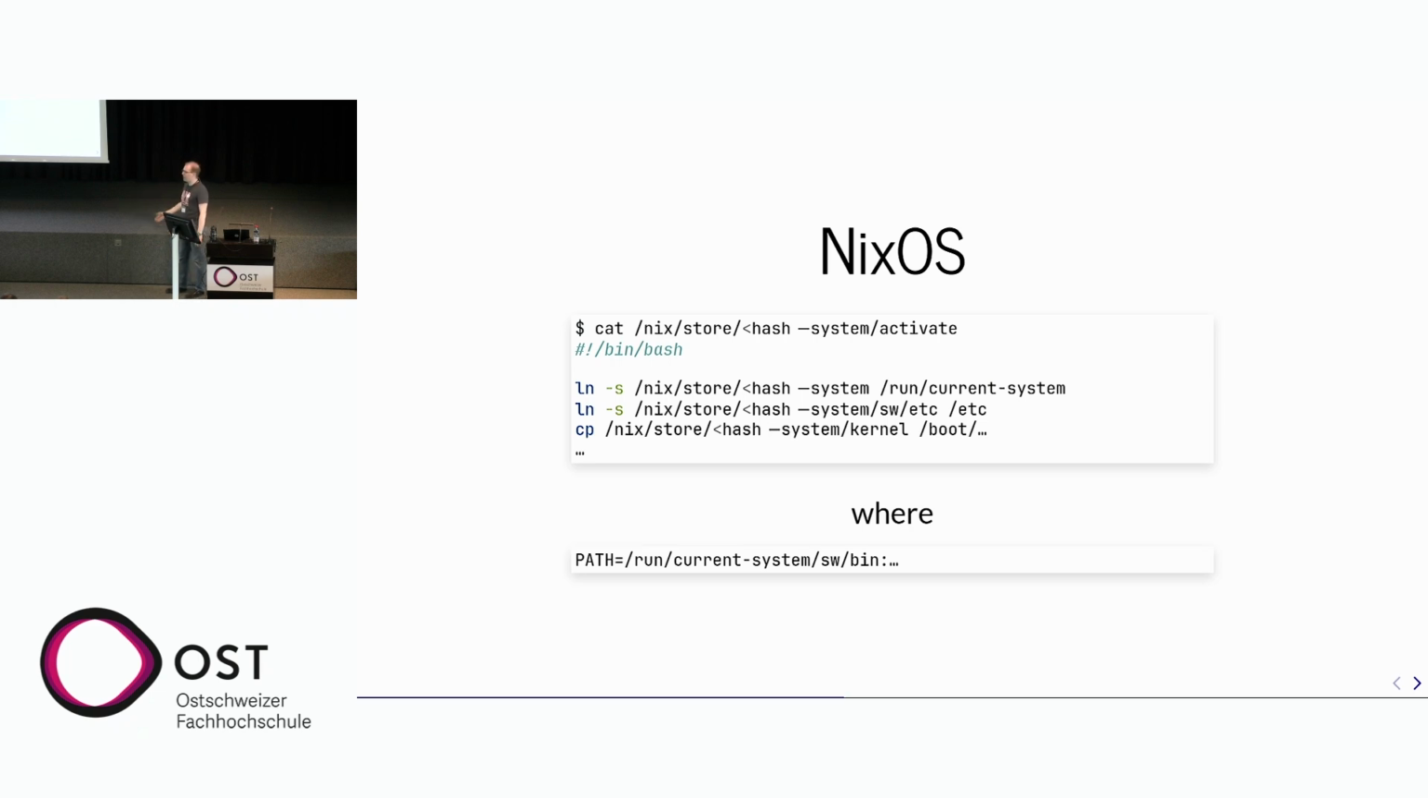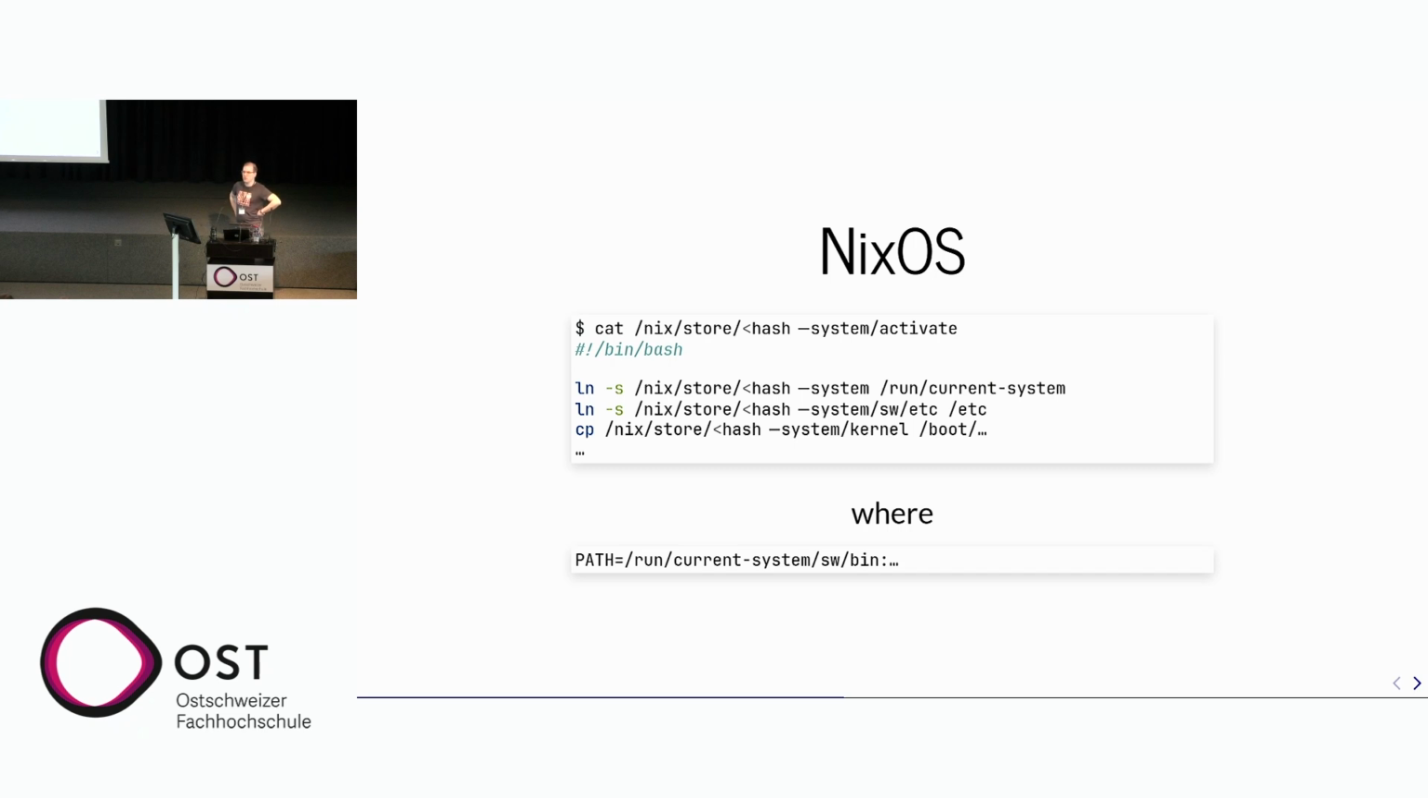So in the core, NixOS is basically one shell script that symlinks some packages somewhere, to run current system, which you have in path, and it symlinks /etc, and then it copies your kernel onto your boot partition, and that's it. And in truth this script is much more complicated, but that is the idea.